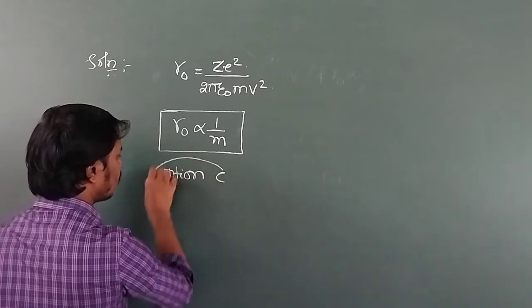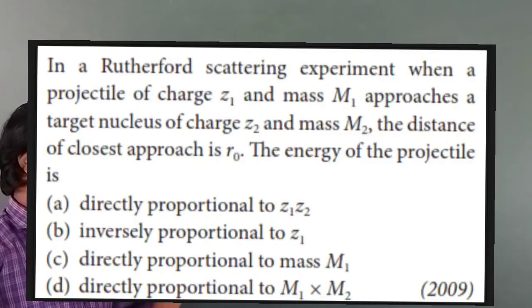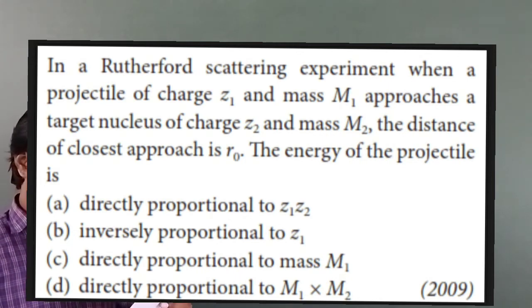Option C is correct. Now let us move to the next question. In a Rutherford scattering experiment, when a projectile of charge Z1 and mass m1 approaches a target nucleus of charge Z2 and mass m2, the distance of closest approach is r naught. The energy of the projectile is, means what we have to find?